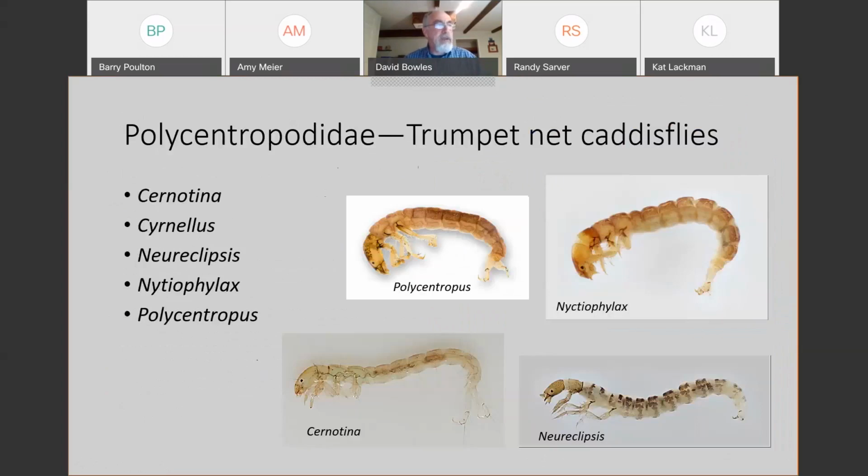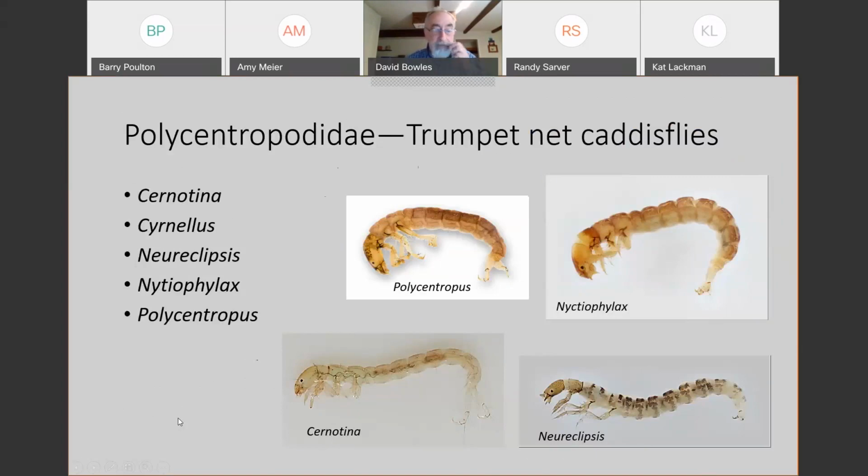So that brings us to the family Polycentropodidae. They are very abundant here in the Ozarks, or Missouri in general. We have 5 genera, all well represented: Cernotina, Cyrnellus, Neureclipsis, Nyctiophylax, and Polycentropus.